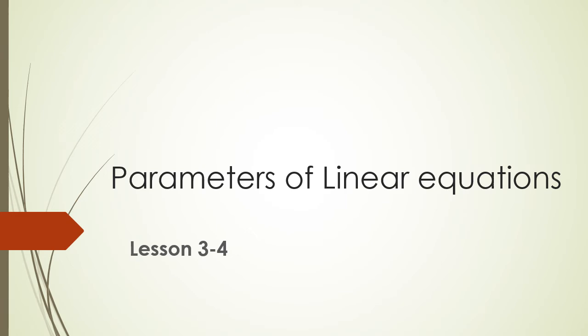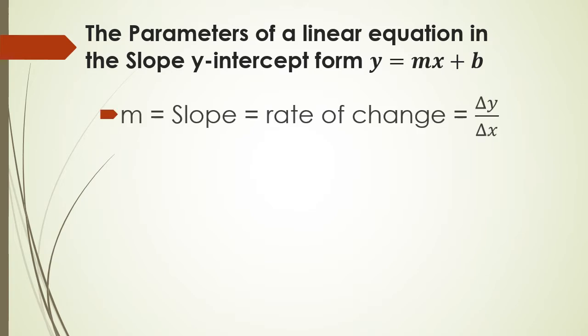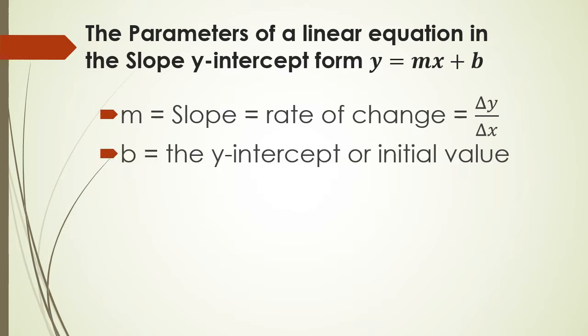Hi guys, in this video we're going to talk about the parameters of linear equations. We have two parameters for linear equations in the slope-intercept form y equals mx plus b. The first parameter is the slope, or the rate of change, or as we know, the difference in y over the difference in x. And the second parameter is the b, or the y-intercept, or initial value.